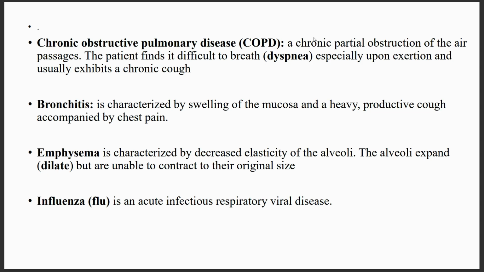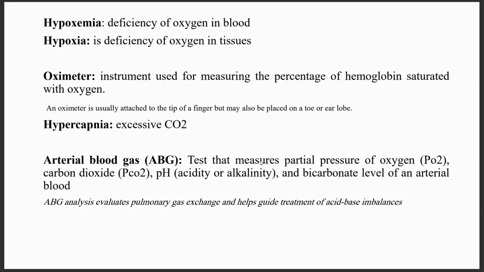And then influenza. This is probably known. This is the flu, an acute infectious respiratory viral disease. And then we get hypoxemia. This is the deficiency of oxygen in the blood. And then we get hypoxia. This is deficiency of oxygen in the tissues. Remember, break up the terms.